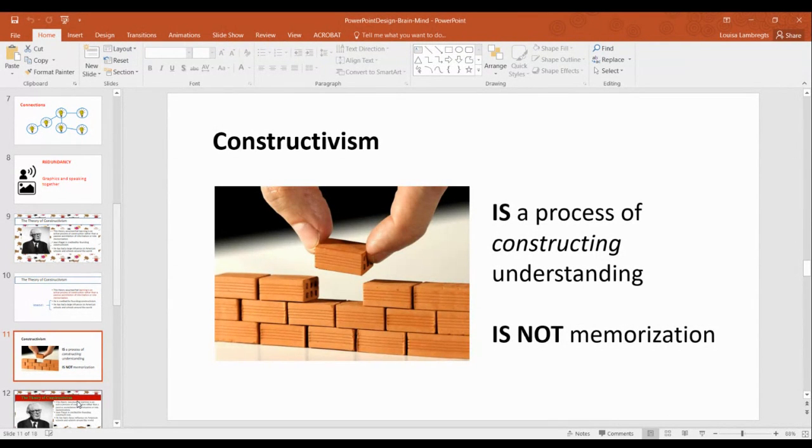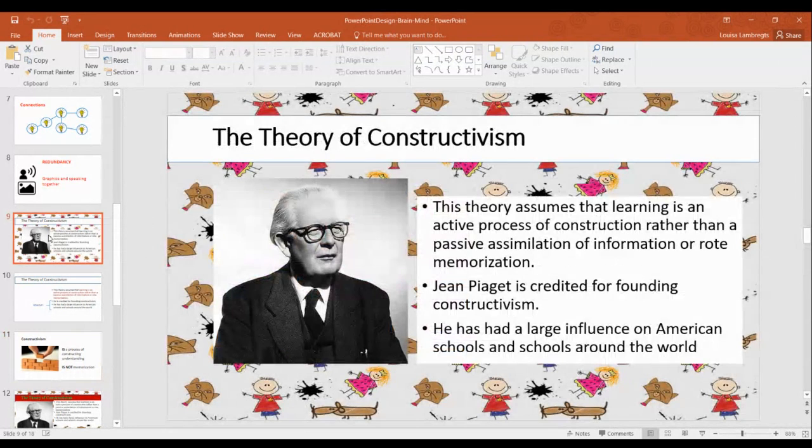So I keep it in as just a reduced amount of text. And that key message is that constructivism is not about memorization. So that is one example of how you can really redesign, reimagine what a learning slide can be.